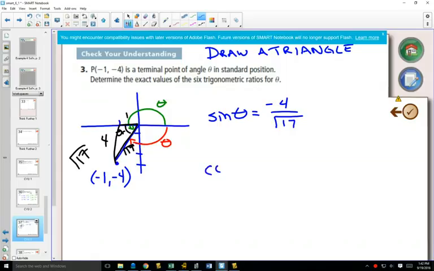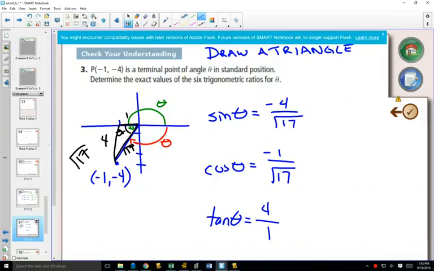Cos. One over the square root of 17, and cos is also negative in quadrant 3. And tan. Opposite over adjacent, 4 over 1, and tan is positive in quadrant 3. You can just write it as 4.